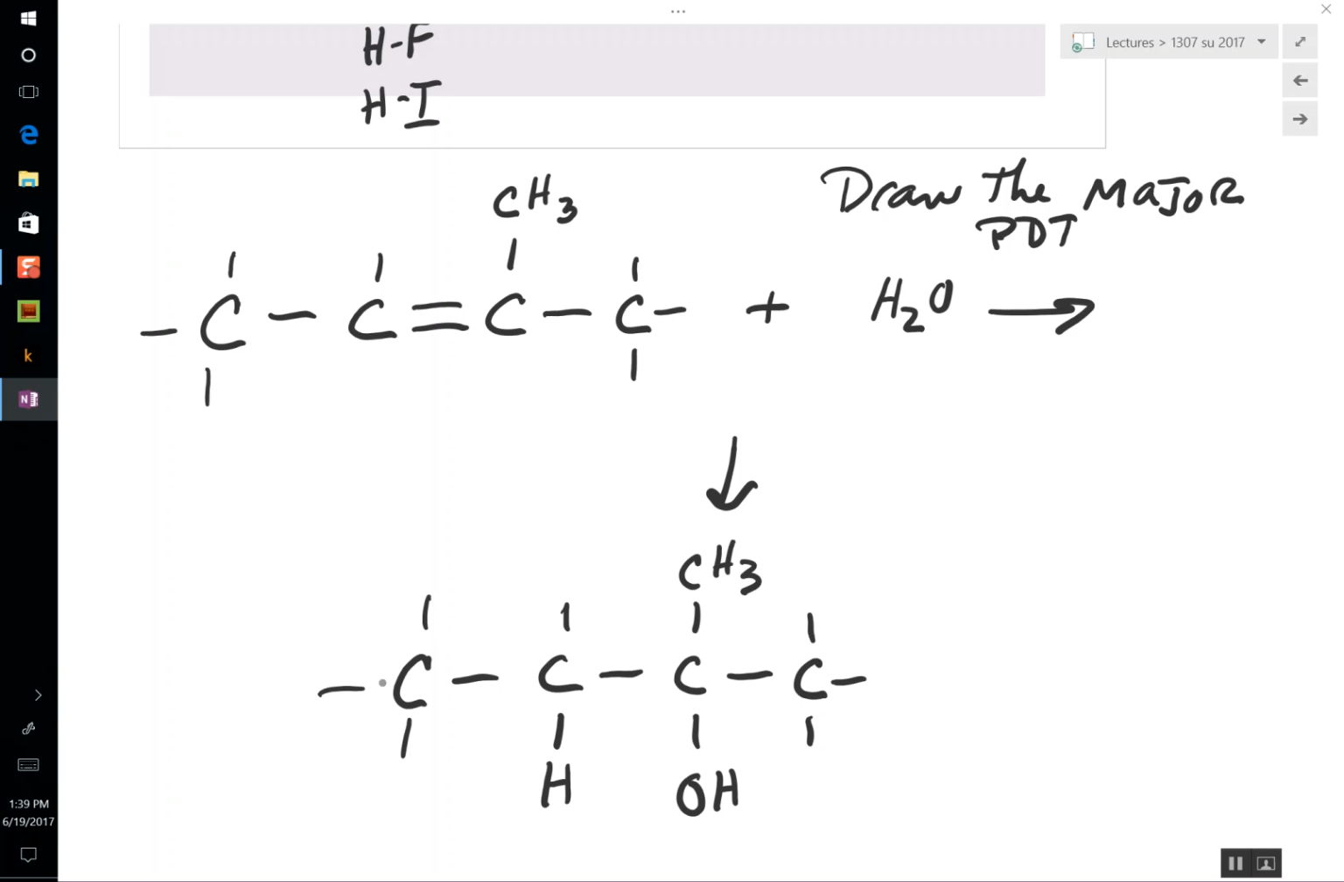And I mean, it's a rule, it's not a law. It works 95% or more of the time. Markovnikov's rule guides you to predict the most common product, the major product.